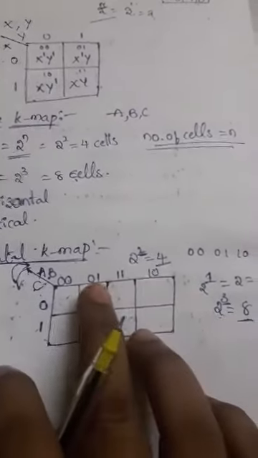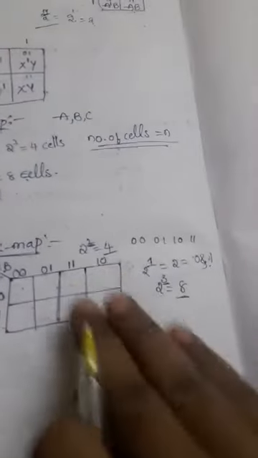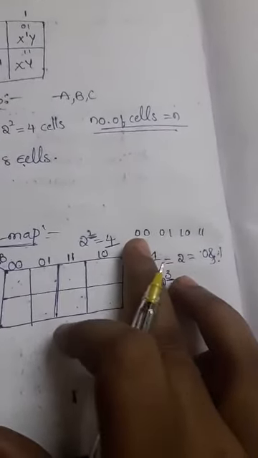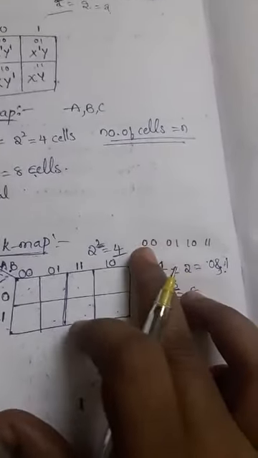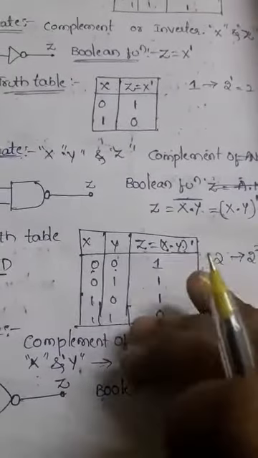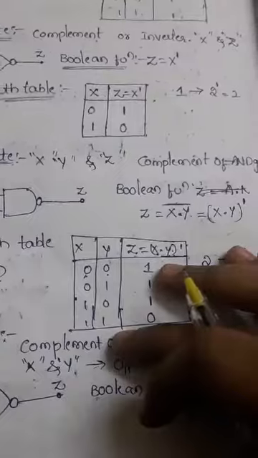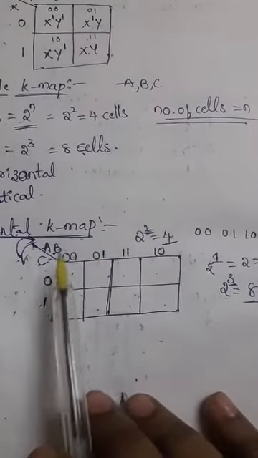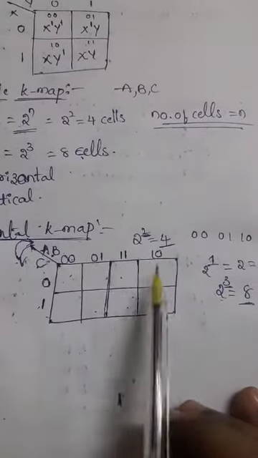Just observe here, in the order of the binary information. Up to now, the binary possibilities we have taken for two variables are like this: 0 0, 0 1, 1 0, 1 1. Just refer to the previous notes. So 0 0, 0 1, 1 0, 1 1, right? But here I am considering the binary combinations as 0 0, 0 1, 1 1, 1 0.